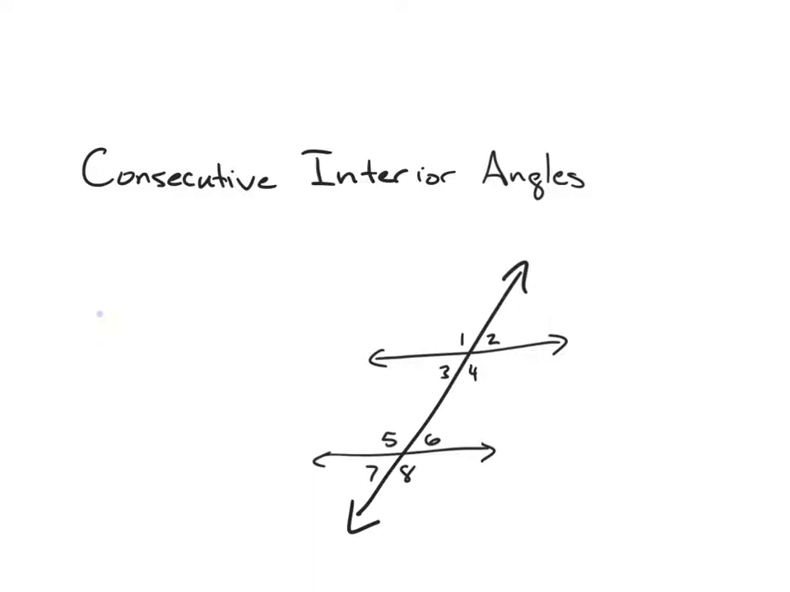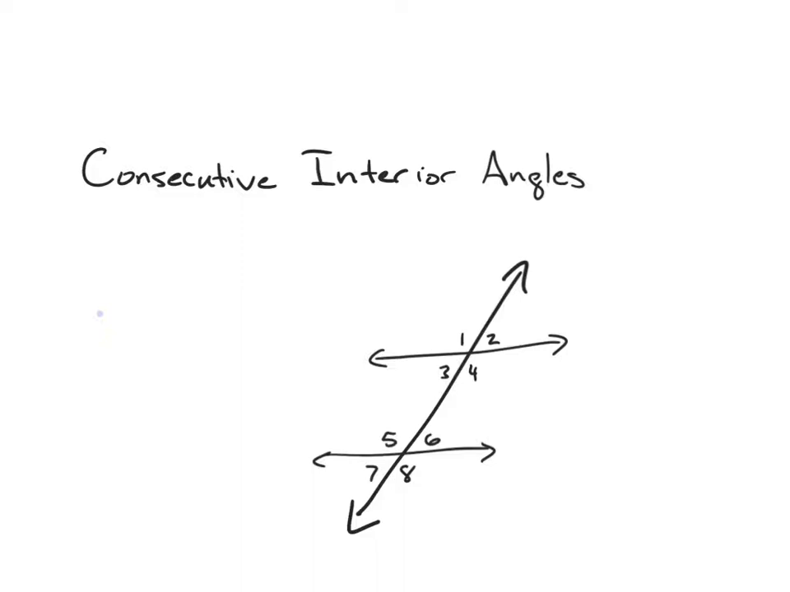All right, consecutive interior angles. So the first thing, let's look at again. Here we go. Here's our transversal. It's the line that intersects two or more other lines. And we're going to be picking one angle from up in this intersection and one angle from down in this intersection. Now, with that being said, we're looking for consecutive interior angles from those two different intersections.